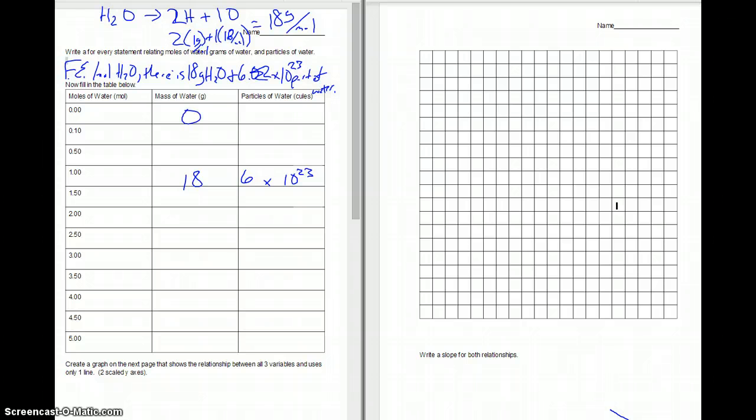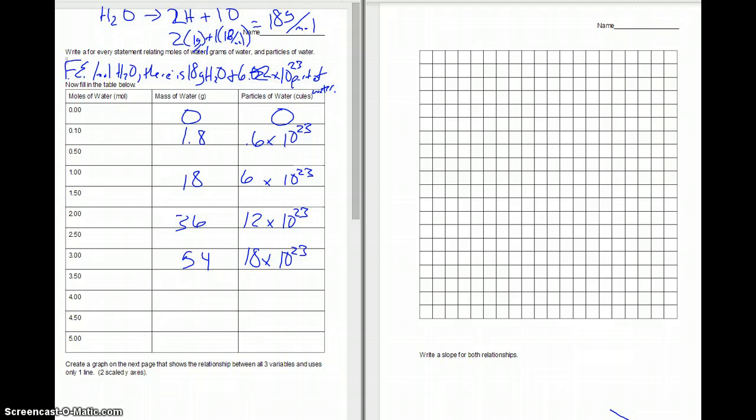And at 0 moles of water, there'll be no mass and no particles. I'm just going to fill in a few of these. So a tenth of this would be 1.8 and 0.6 times 10 to the 23rd. And I'm going to keep this 10 to the 23rd because it'll make my graph a lot easier. So this will be 36, and this will be 12 times 10 to the 23rd. And this will be 18 times 3, which would be 54. And 6 times 3 would be 18 times 10 to the 23rd.